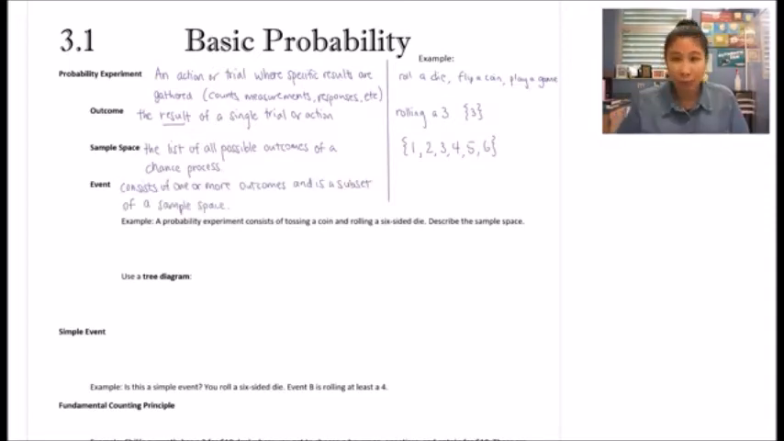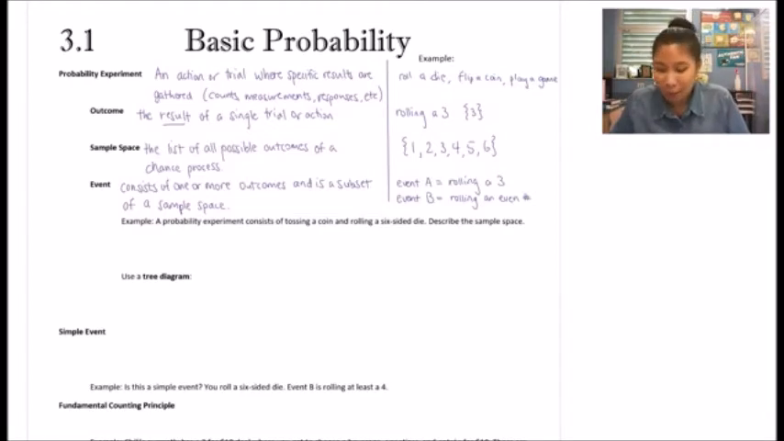When we refer to an event, it's when you deal with one or more outcomes. So it's always a part of the sample space. That's what a subset means. So it could be one thing in a sample space. It could be multiple things in a sample space. An example would be if I were rolling a die, rolling a 3 would be considered an event. Also, rolling an even number would be considered an event because rolling an even number would consist of rolling 2, 4, or 6, and that's all part of the sample space.